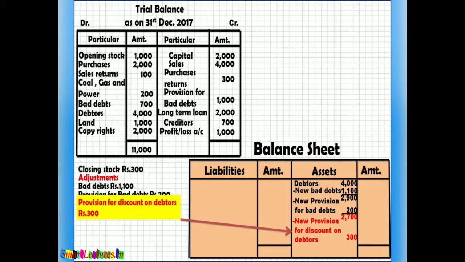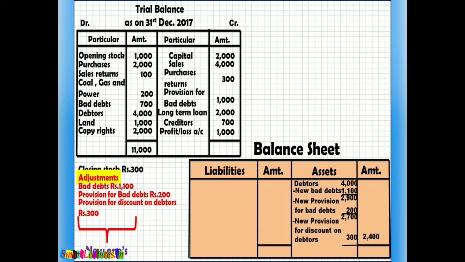I have already explained you bad debts and provisions for doubtful debts or provision for discount on debtors. If they are taken from the adjustments, they will be called new ones. If they are taken from the trial balance, they will be called old ones. So in this way, 2700 minus 300, 2400 in the outer column.